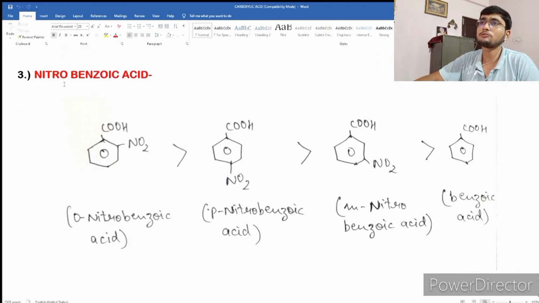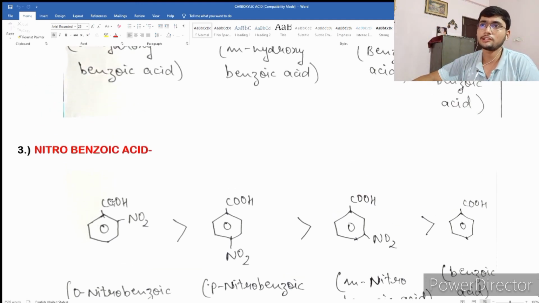Now coming to the nitrobenzoic acid, which has an electron withdrawing group, that is a minus I effect group as well as a minus R effect group. So in this, the para isomer is more acidic than the meta isomer. So that's what I've written here. This is the para isomer which is more acidic than the meta. Then comes the benzoic acid. And because there is an ortho effect, the ortho nitrobenzoic acid is always the most acidic compared to the other isomers like para and meta. So this is what the ortho effect is.